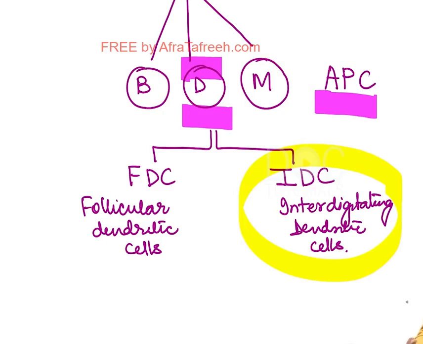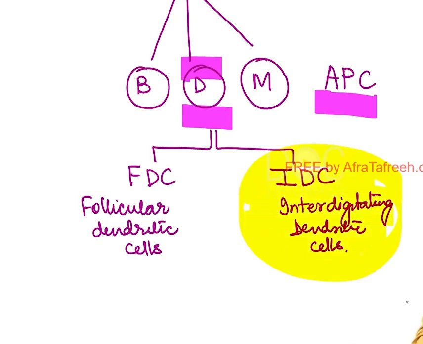Because of its location. IDCs are present all below the epithelial surfaces of the body. Because they are present below the epithelial surfaces, they are at the perfect site to catch the antigen and give it to the T cells. That is why they are the most powerful antigen presenting cells.